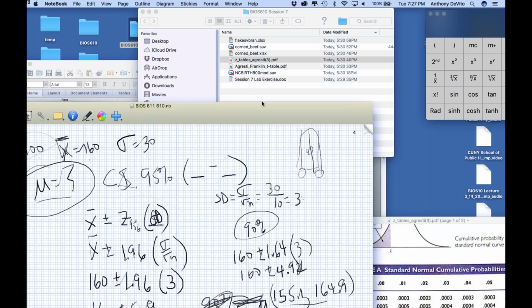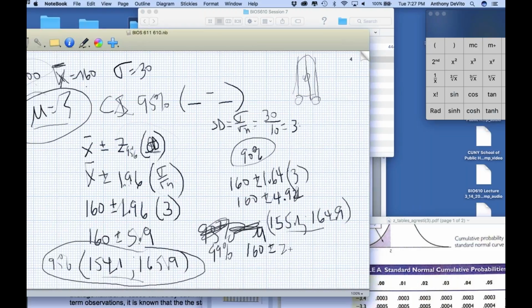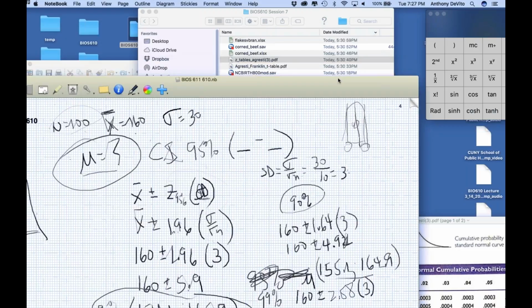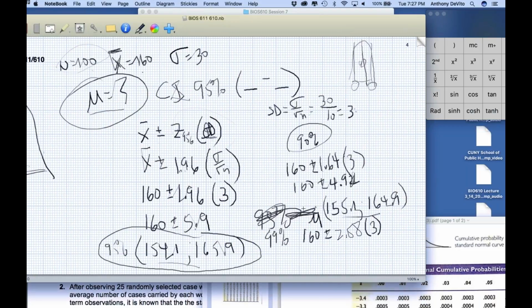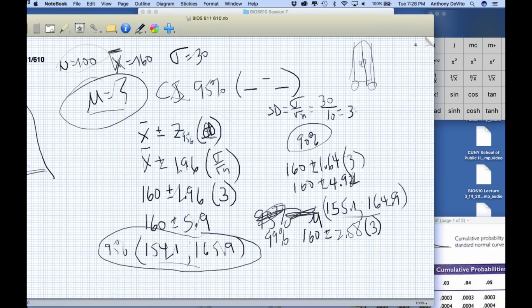Okay, now, if you just remember those numbers, 2.58 times our standard error, which is 3. Whoops, I got ahead of myself a little bit. Times our standard deviation for the sample means, which is 3. So it's 2.58 times 3. Can somebody calculate that for me, since I'm calculator deprived here? 7.74. So it's 160 plus or minus 7.74. I'm going to call that 7.7 for argument's sake for right now.